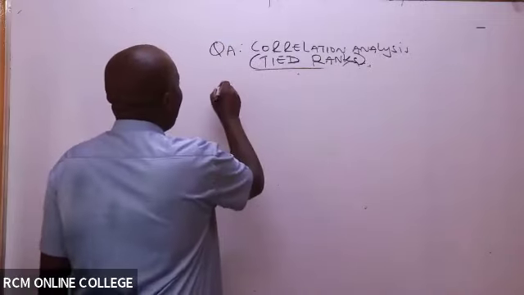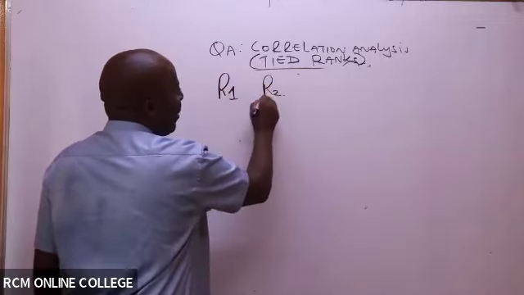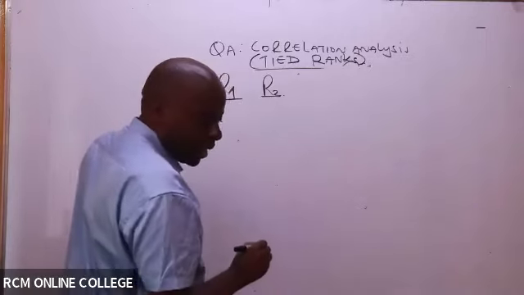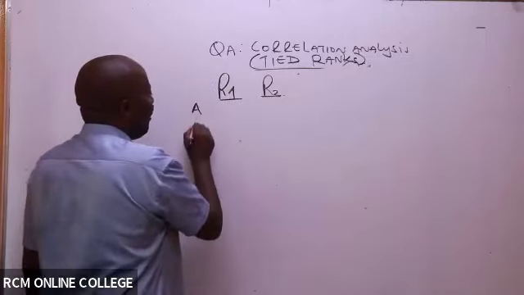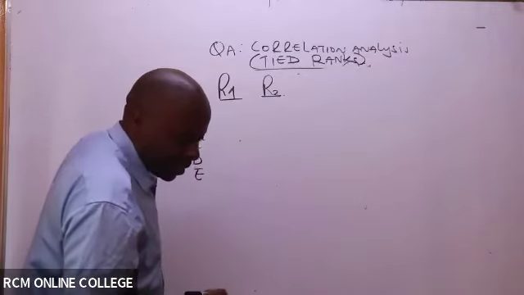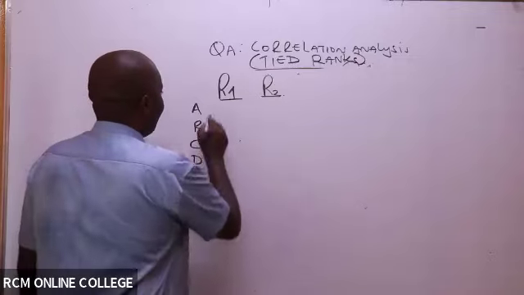So we have here ranks as given by 1. Then we have ranks as given by 2. In this case we have our customers A, B, C, D, E, F, G, H.